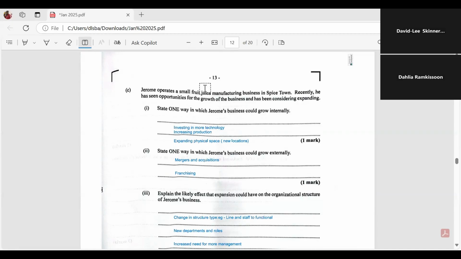But for him to grow externally based on outside factors, he could probably offer franchises. So you could say, well, you could sell fruit juice for me under my name. I'll let you know how to make it and stuff, but you have to pay me some money. Or he can merge with another company or buy another company, right? And again, I don't have to go into explanation because it's just state and it's 1 mark.